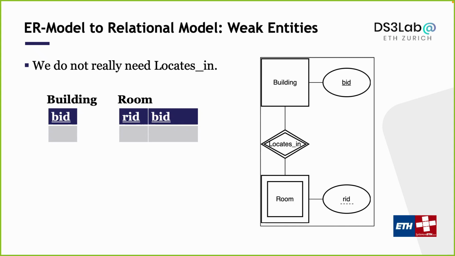So in most cases, when you have a weak entity and do the translation, you actually do not need the relationship connecting the weak entity and the strong entity. Makes sense? Because all that information is encoded in the weak entity relation anyway. Any questions? Do we agree? Who agrees? Yeah. Okay, perfect.